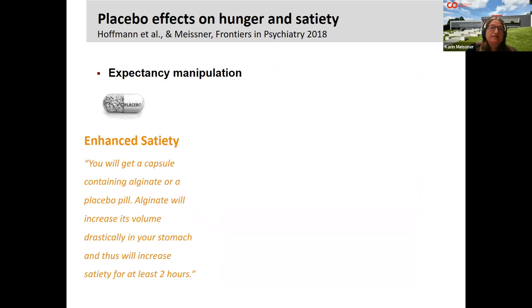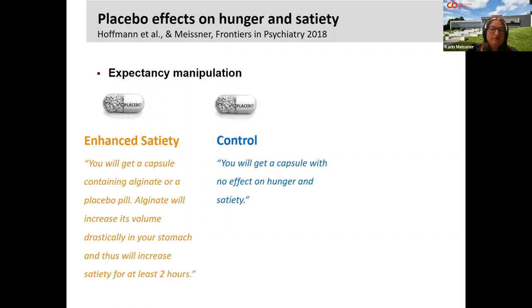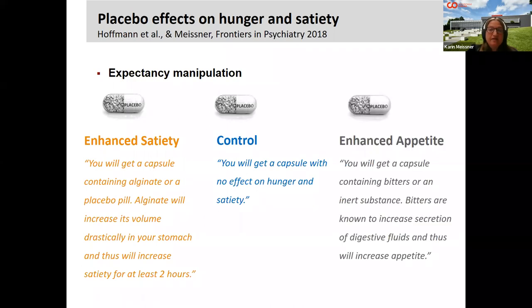And here is an example of the expectancy manipulation. So in the enhanced satiety condition, they were told you will get a capsule containing alginate or a placebo pill. Alginate will increase its volume drastically in your stomach and thus will increase satiety for at least 2 hours. In the control condition, you will get a capsule with no effect on hunger and satiety. And in the enhanced appetite condition, you will get a capsule containing bitters or an inert substance. Bitters are known to increase secretion of digestive fluids and thus will increase appetite.